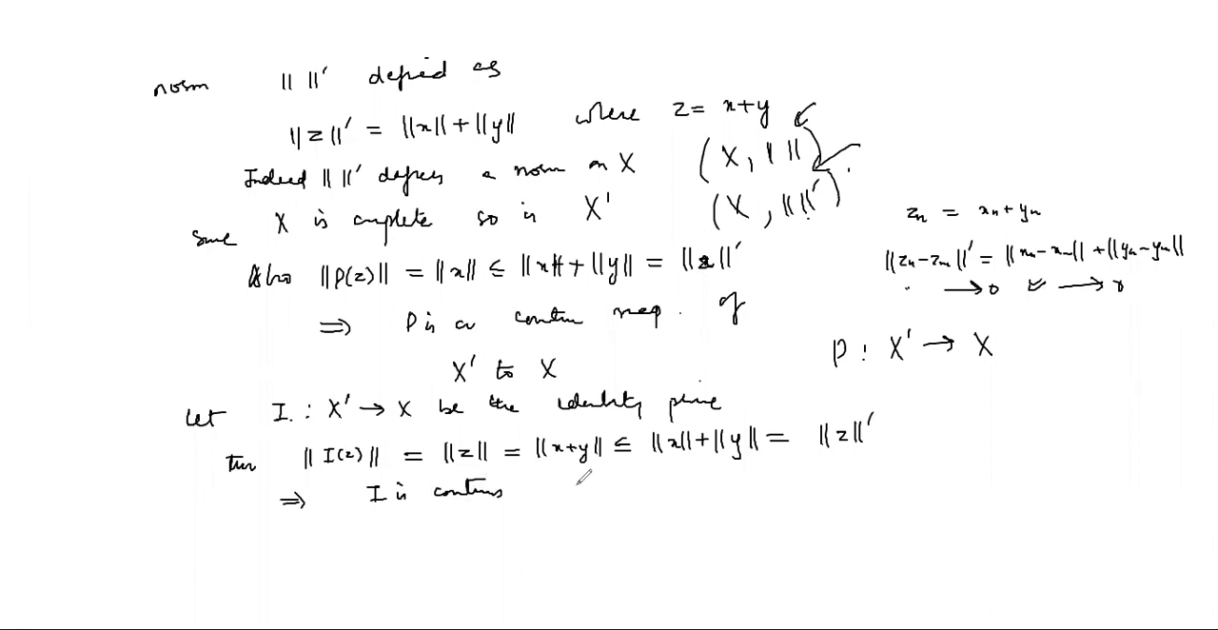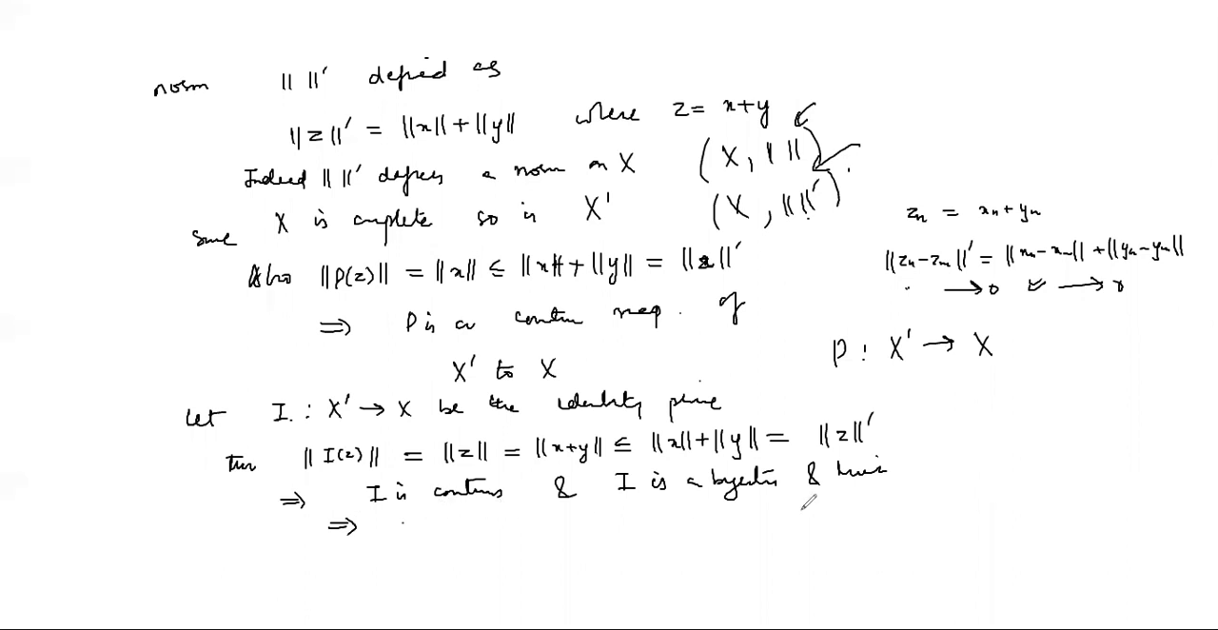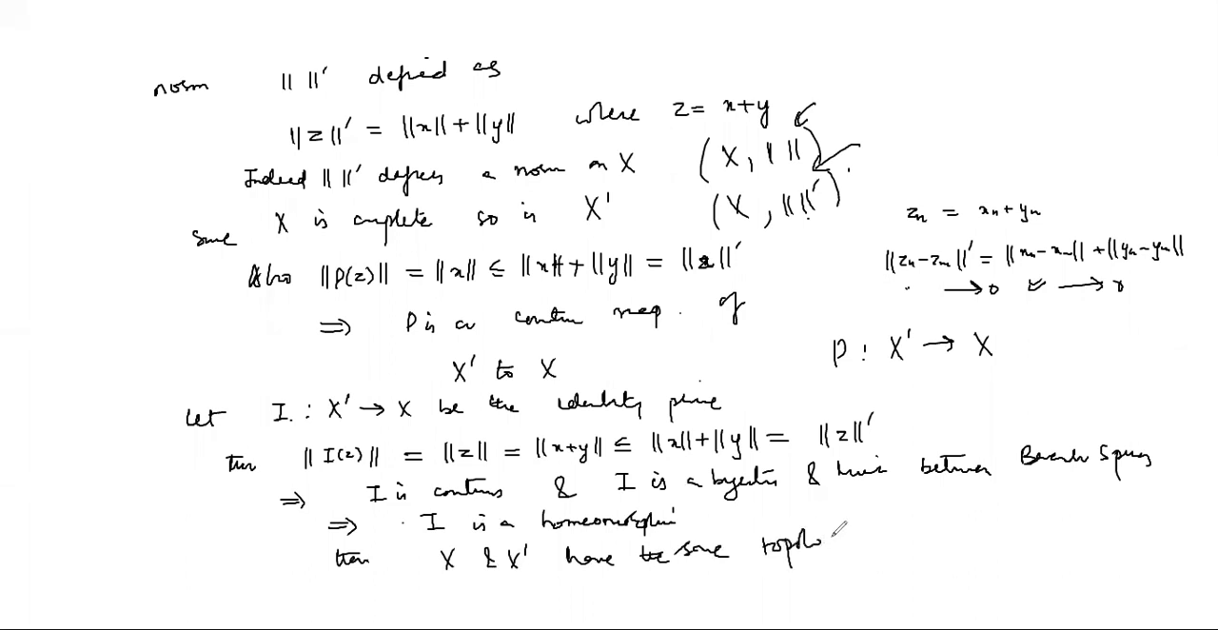So if I is continuous, and I is a bijection, which it is, and linear. What does that mean? Let me see. So I is a continuous bijection between Banach spaces, which implies that I is a homeomorphism. And if identity is a homeomorphism, then x and x prime have the same topology, because identity is a homeomorphism between these two.